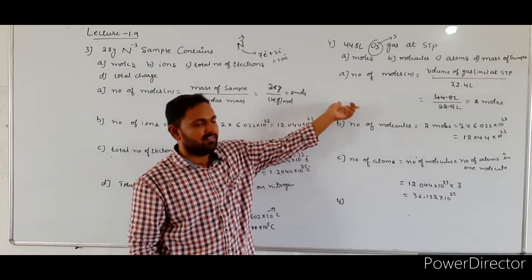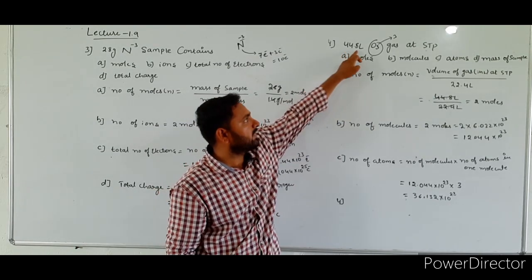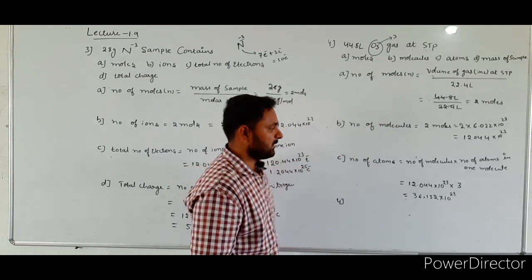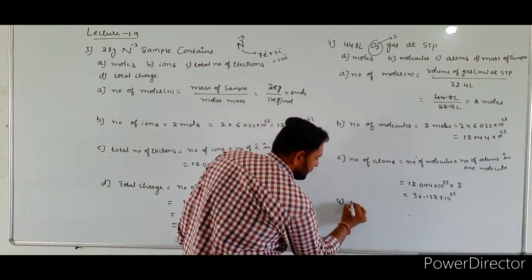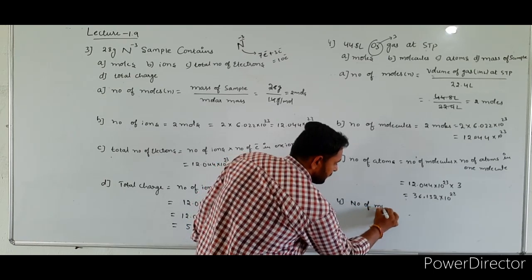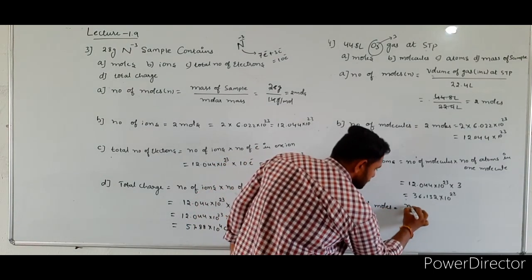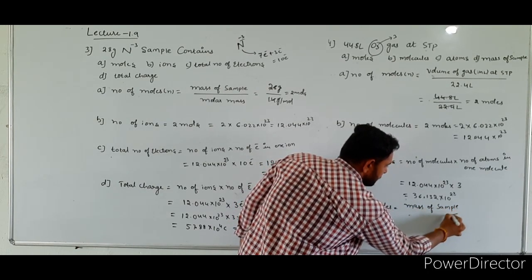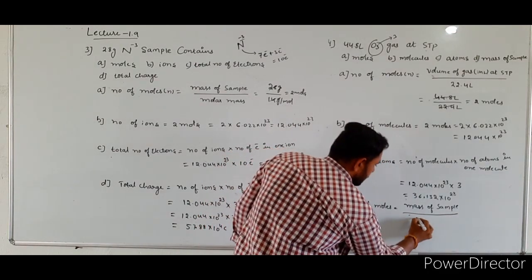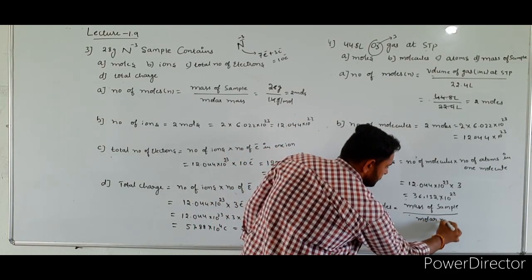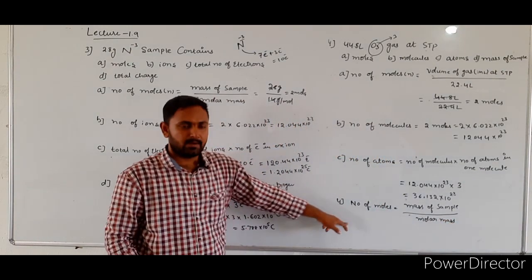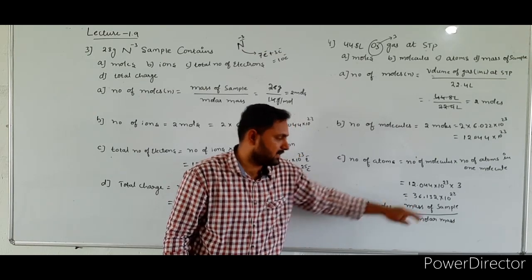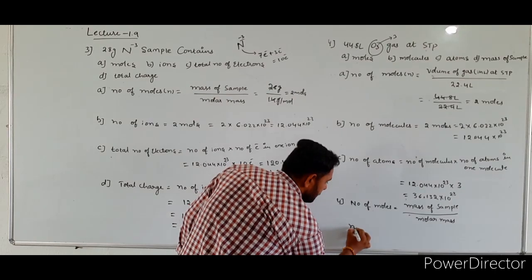Here we know the number of moles. How many moles are present in 44.8 liter? There are 2 moles. By using number of moles we can calculate mass of sample. Why? Because we know the formula: number of moles is equal to mass of sample divided by molar mass, right? Here in this formula we know number of moles and we know molar mass, then you can easily calculate mass of sample.